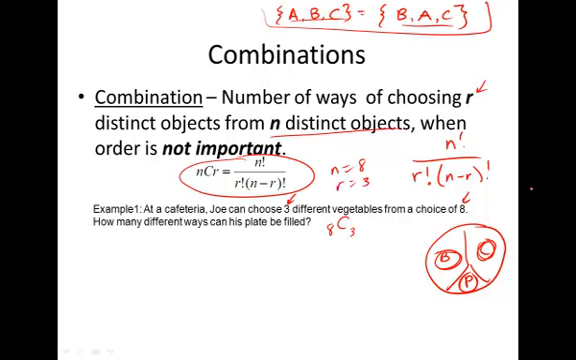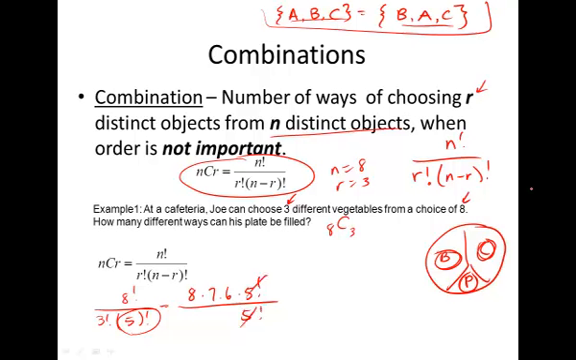So the way we can do this using the formula, n is 8, r is 3, 8 minus 3 is 5. But there's a way that we can do this a little bit simpler. Remember that 8 factorial means 8 times 7 times 6 times 5 times 4 and so on. But there's a 5 factorial in the denominator, so cancel the 5 factorials. 3 factorial means 3 times 2 times 1.